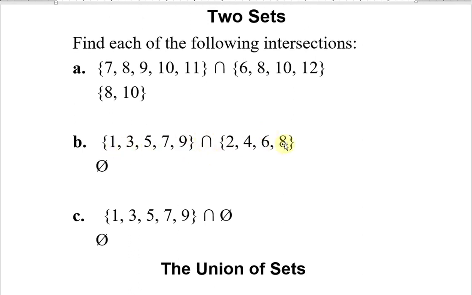Now between these two, number 1, we don't have anything here. 3, we don't have anything. 5, we don't have anything. 7 and 9, we don't have anything. 2, 4, 6, 8, I don't see anything here. So the intersection of these two sets is the empty set because we don't have any. It's empty. And then 1, 3, 5, 7, and 9 intersected with the empty set is the empty set, because the empty set by itself is already nothing, so you don't have anything in common. So the final answer should be the empty set.